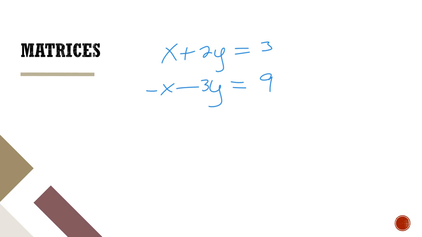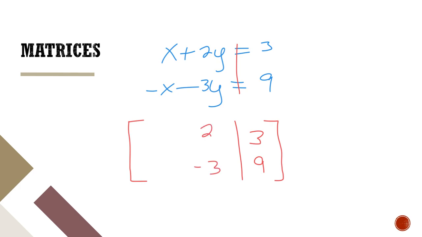Now, what we do when we write a matrix, it's just going to be numbers inside of these brackets. Whenever there's an equal sign, we're going to put a vertical line where that equal sign is. And then we literally just write down the coefficients or the number. So 3, 9, 2, -3. Well, in front of x, there's a 1 and a -1. So matrices just get rid of the variables and write the numbers. And if there was an equal sign, we do a vertical line.